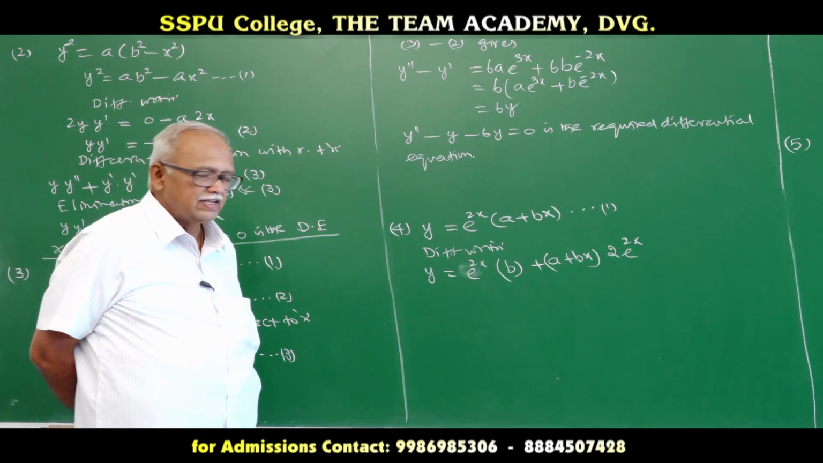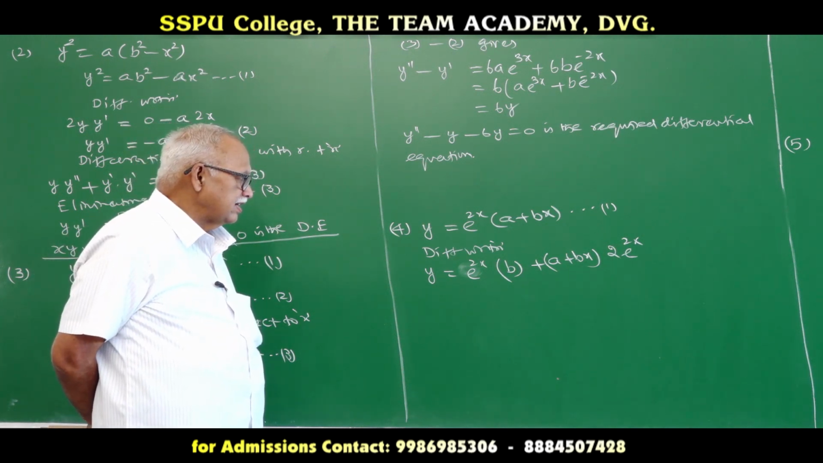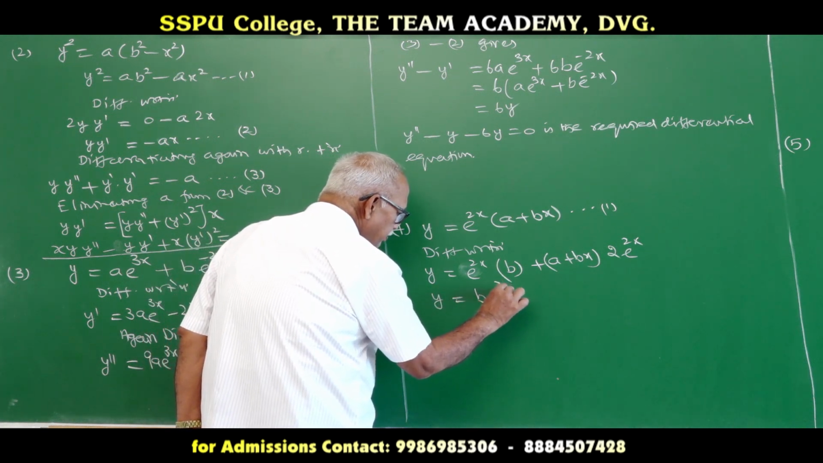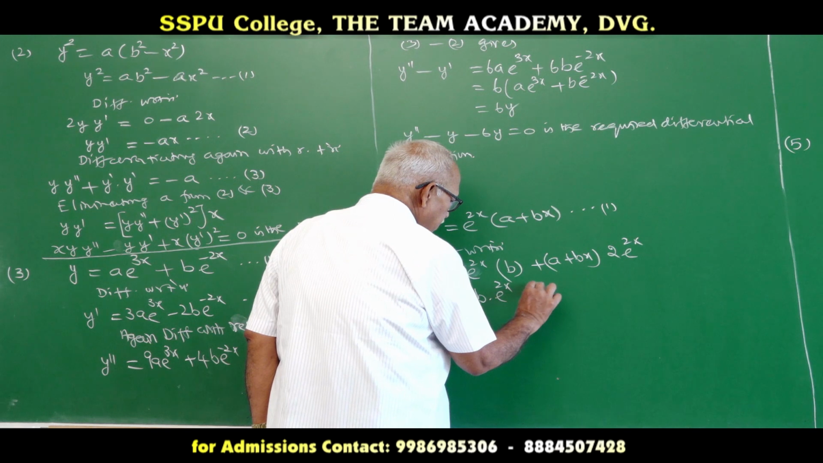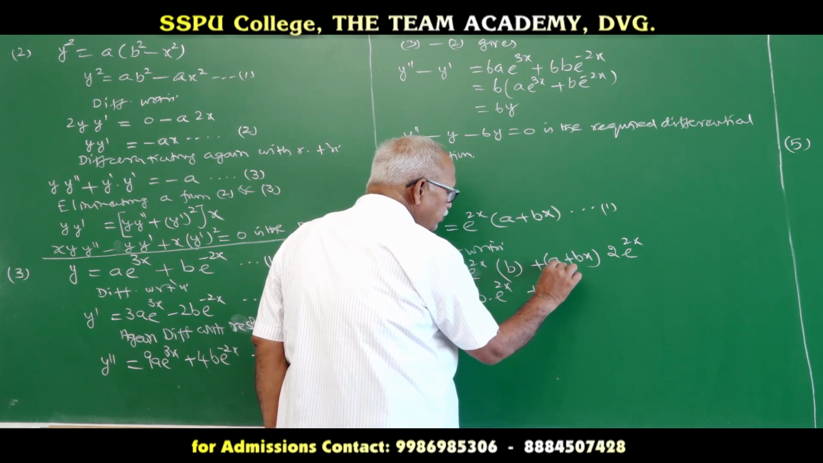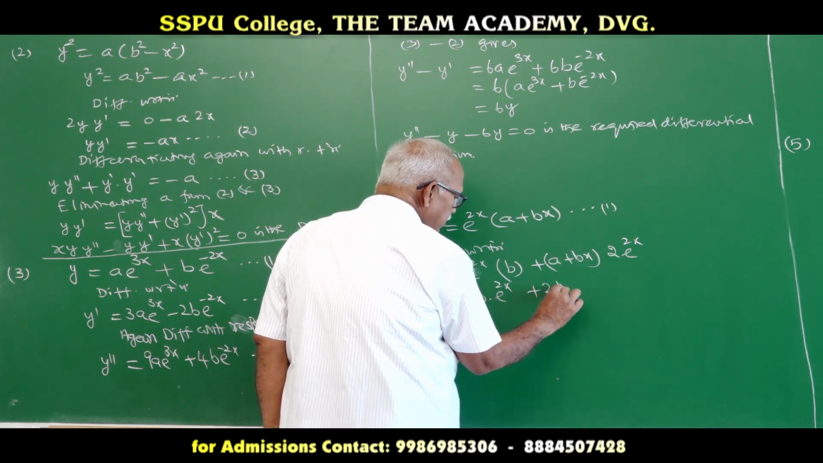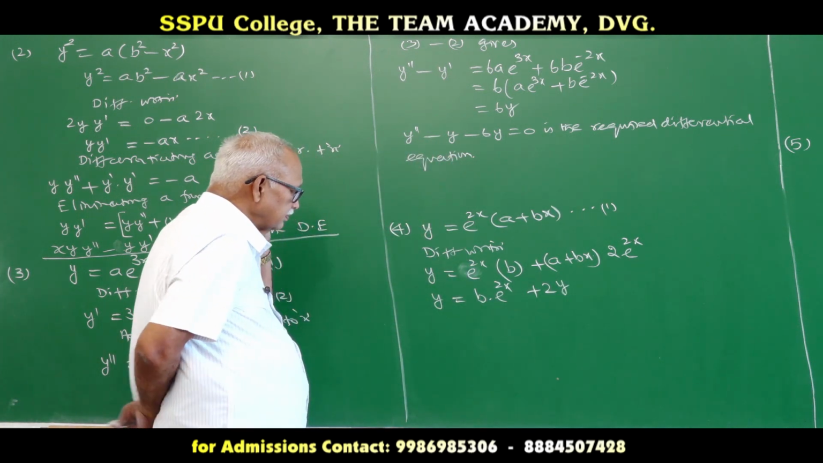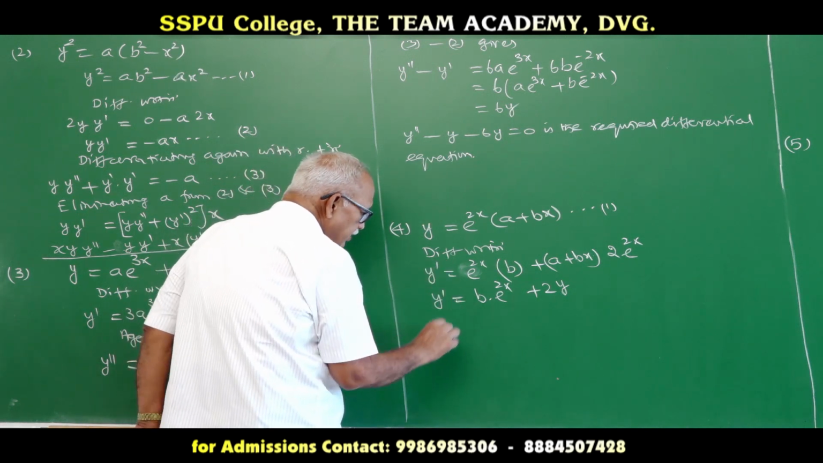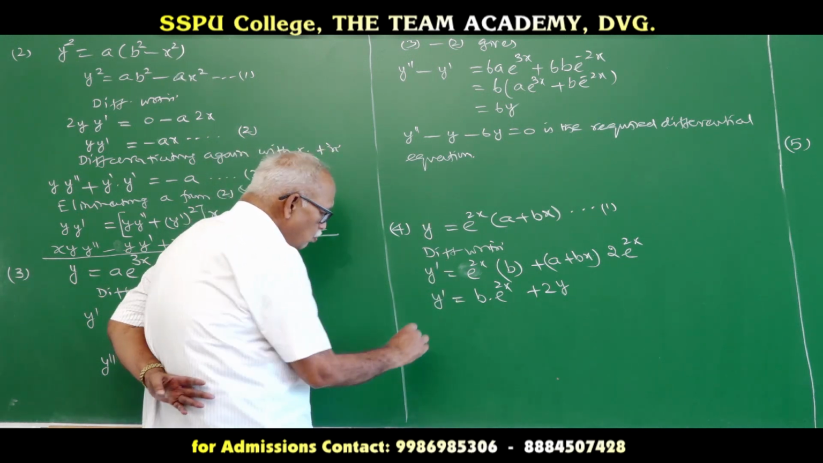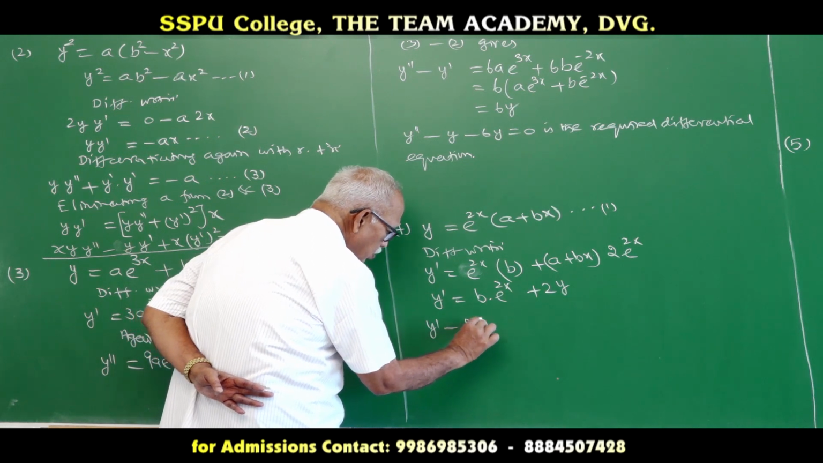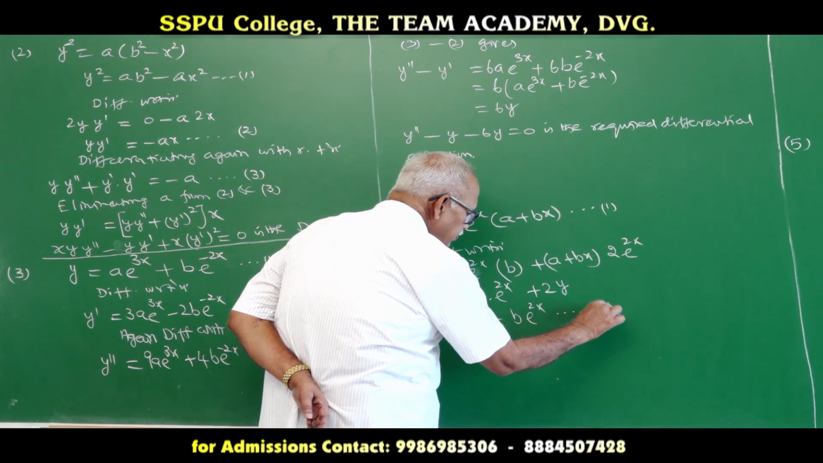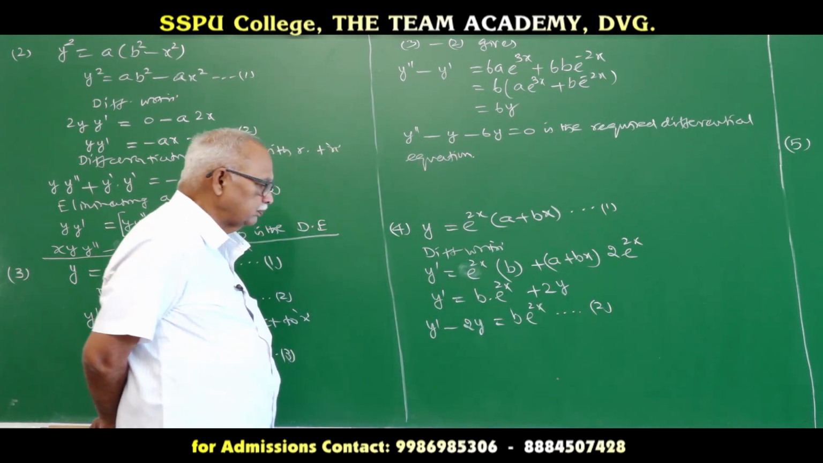So how to simplify this? You can easily do some work here. See, this is b into e power 2x plus this is 2 into e power 2x into a plus bx, which is y. That is y, this is y dash. So y dash minus 2y is equal to b into e power 2x. Keep this as equation 2.